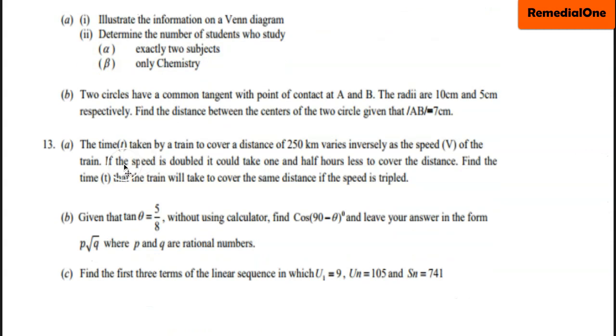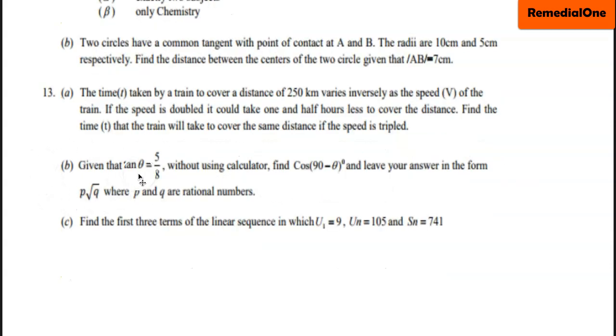The last one, the time T taken by a train to cover a distance of 250 kilometers varies inversely as the speed V of the train. If the speed is doubled, it would take 1.5 hours less to cover the distance. Find the time T that the train will take to cover the same distance if the speed is tripled.